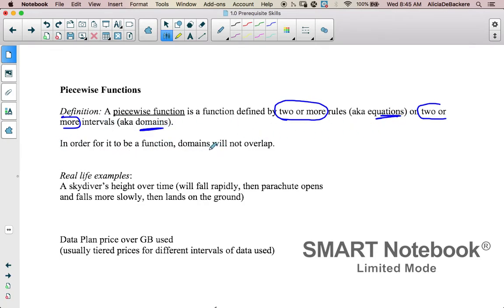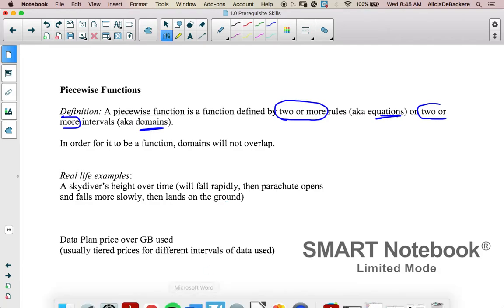In order for this to be a function, the domains are not going to overlap, right? So I'm going to have one thing happening, and then at a certain time it will change and another thing will be happening. A couple of real life examples of when this might happen. The first one is a skydiver's height over time. First the skydiver's falling really rapidly, right? One thing is happening, and then all of a sudden the parachute opens, and now his height over time is changing at a different rate. And then, of course, when he lands on the ground, something different is happening again.